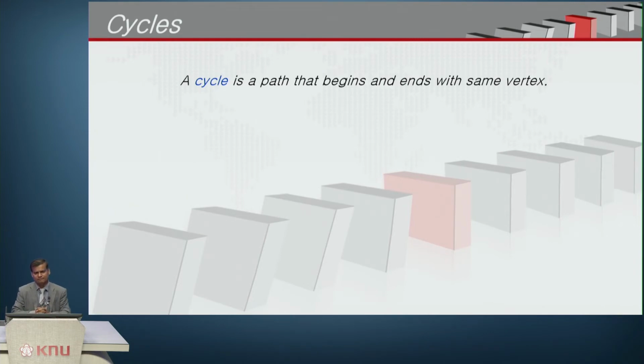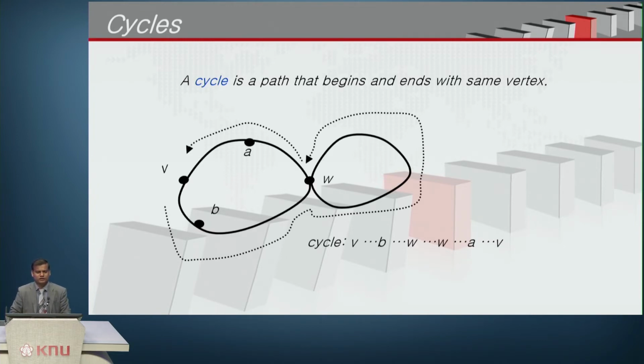Then comes the cycle. A cycle is a path that begins and ends with the same vertex, just like a circuit. For example, here we have this graph, and you have this path that starts with V, goes to B, then to W, and again there is a loop in W, then comes back to W, goes to A, and comes back to V. Because it forms a cycle, coming back to the same vertex again, we call it a cycle. We can also have A, V, B, W, W, A, or you can have B, W, W, A, V, B. Yes, these all form a cycle.